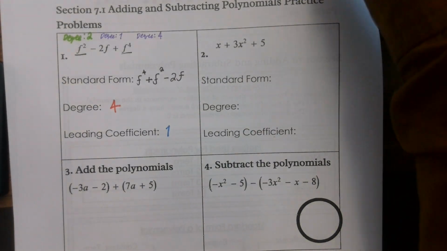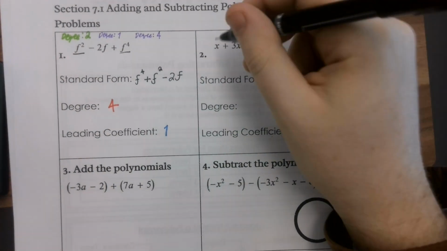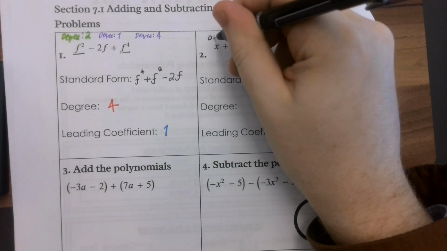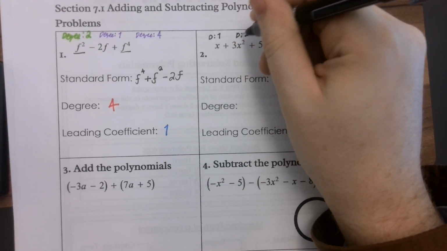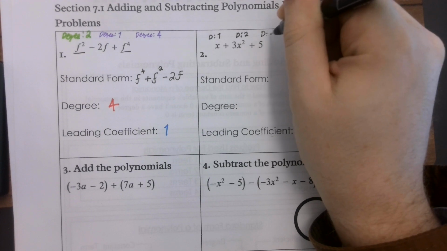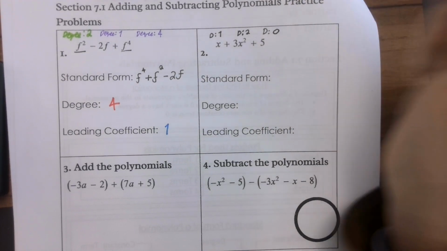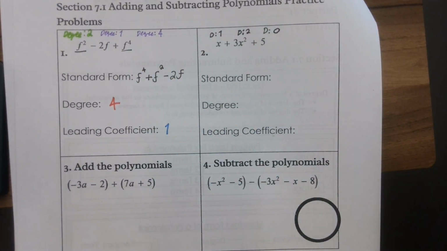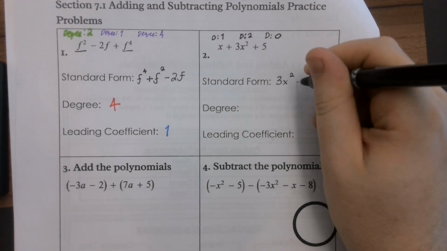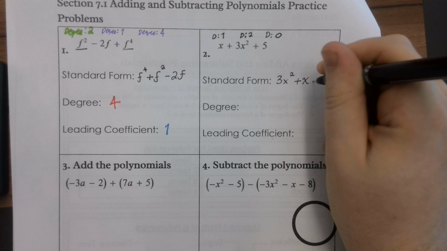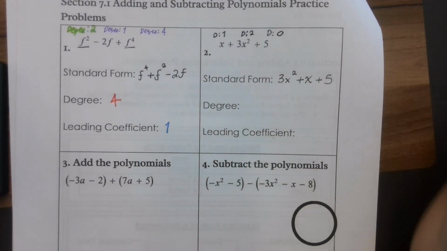So for problem 2, it's very similar. We take a look at the degrees. This has a degree of 1. This has a degree of 2. And if this doesn't have any variables in it, we say it's degree 0. So when we put it in standard form, the degree 2 term goes first, because it's the highest, then the degree 1, then the degree 0.